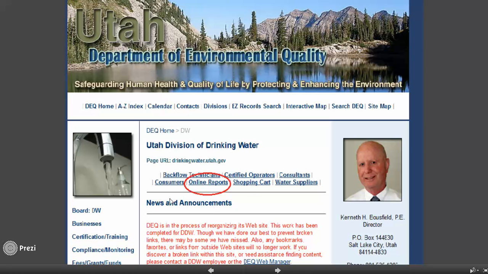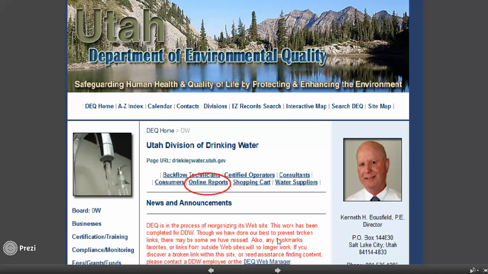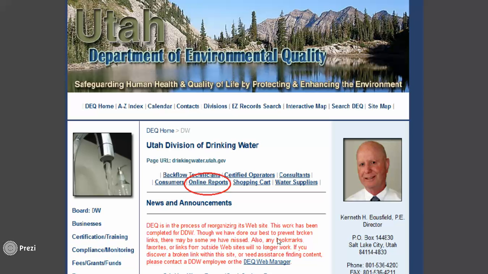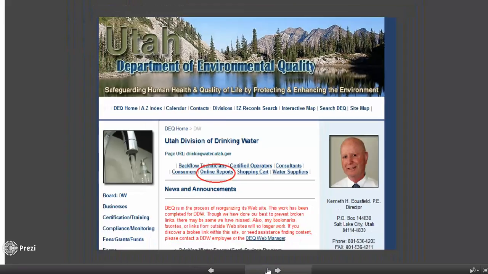You can access this anytime. You can pull it up once a week if you want to. You can do it once a month. I definitely recommend you do it on a regular basis. If you have quarterly sampling requirements, if I were you, I would pull this up at least once a quarter to make sure that it reflects the samples that you have paid for and gone to the effort of taking.